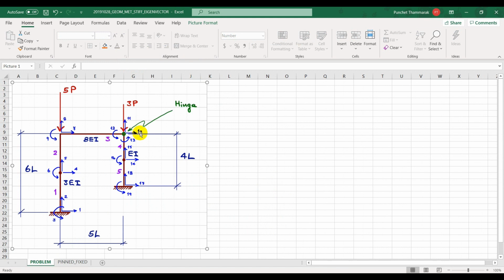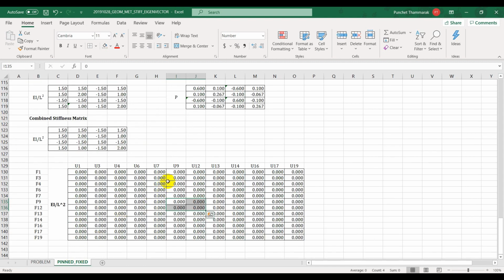Number 10 is actually number 7. So we have the 7, 13, 14, 16. Okay, you are following me, right? 7 is equal to 10. So 7, 13, 14, 16. Yeah? 7, 13, 14.